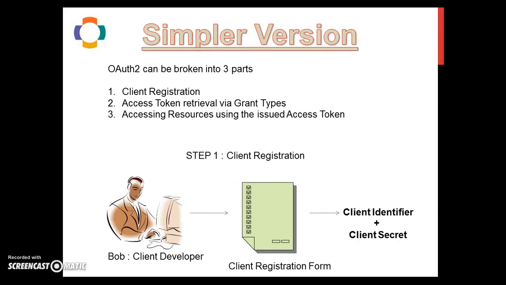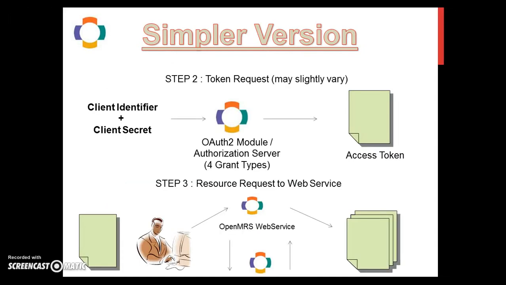So here is an image showing the first process, which is the client registration. Let's consider Bob, who is a client developer, or an application developer. He logs into OpenMRS and fills in a client registration form. Once he fills in that client registration form, we give him a client identifier and a client secret. These are the client credentials which will help us identify Bob's application whenever it makes requests to the web services of OpenMRS.